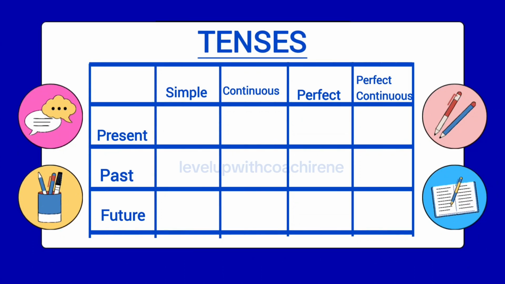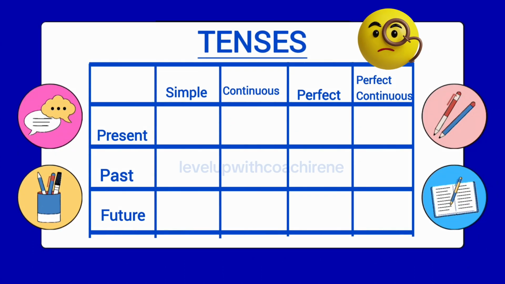To proceed, let's look at this table showing all the tenses. Here we have present, past, and future tense, and the four aspects, which include simple, continuous, perfect, and perfect continuous. They make up the 12 tenses.